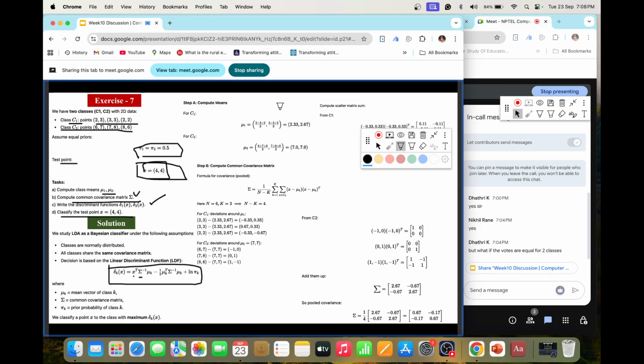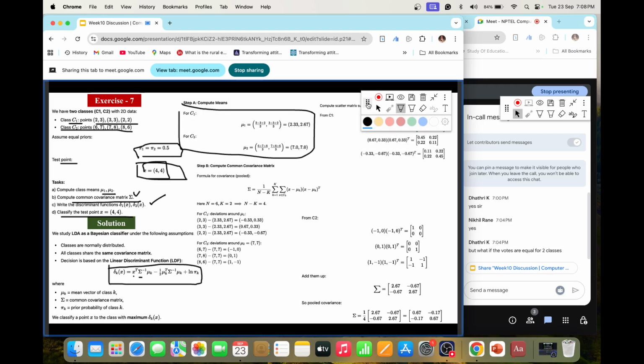So for that, how do we proceed? First we have already calculated the mean, as I told you. Second we have to calculate the covariance matrix. Okay, so this is the formula of the covariance matrix. Here n means the total number of data points, and k means the number of classes, as it is a classification problem rather than clustering. So n and k are clear, and then we have to solve this.